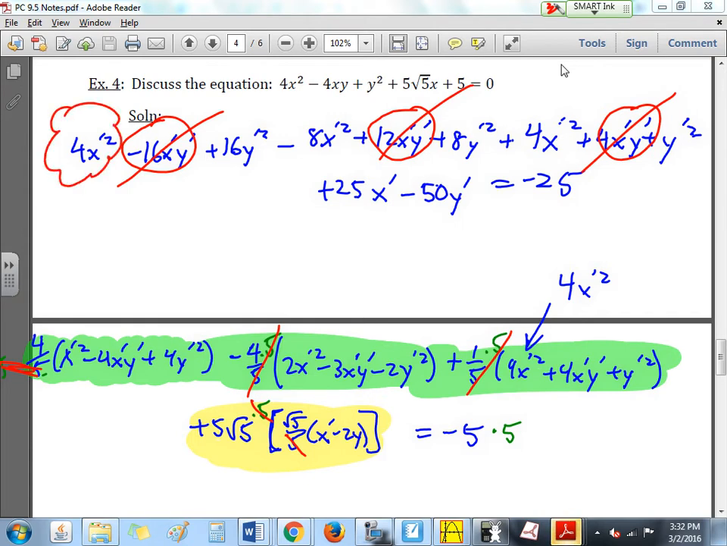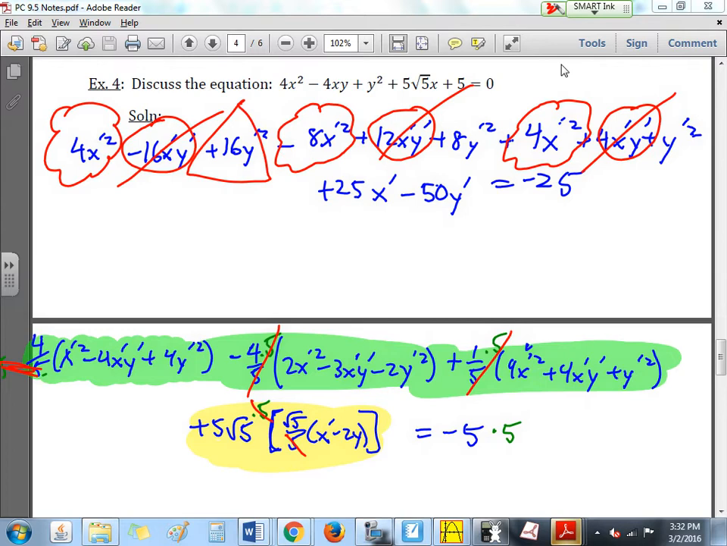So we have 4 of them here, minus 8, plus another 4. I think our x squared term vanished. So, interesting. Let's look at our y's. I'll put triangles around them. There's 16 of them there, and 8 of them there, and another 1 there. That's 25 y' squareds that survive that.